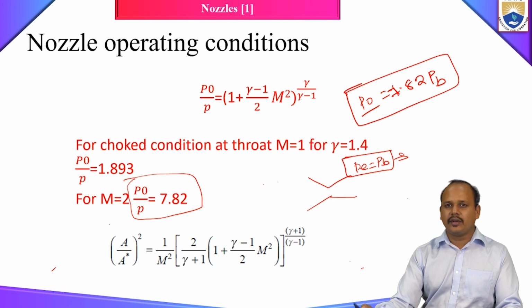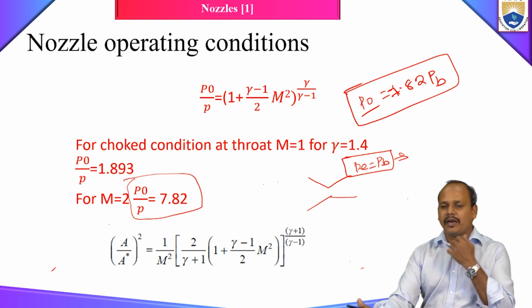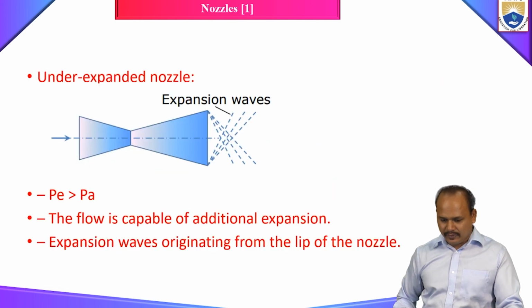What is the meaning of correctly expanded case or design case? All the pressure you have given to the nozzle is converted into kinetic energy. So by the time your flow reaches your exit, the pressure at your exit is equal to your back pressure. That is, whatever pressure you are giving in excess of your atmospheric pressure to the nozzle, all that excess pressure is converted into kinetic energy such that by the time it reaches the exit, we have P is equal to PB. This is what we call the correctly expanded case.